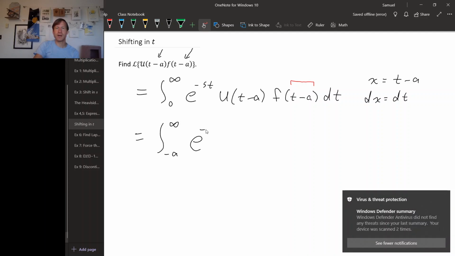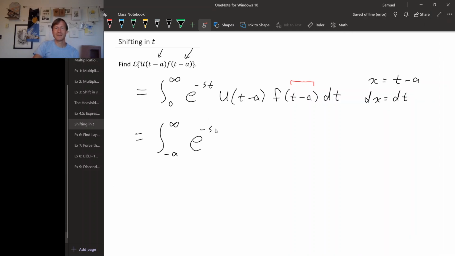So the integral is from minus a up to infinity of e to the minus s times t, but t is x plus a, because we can rearrange this equation to read x plus a equals t, times u of x times f of x dx.